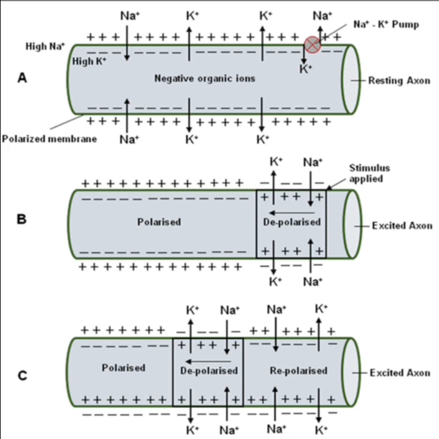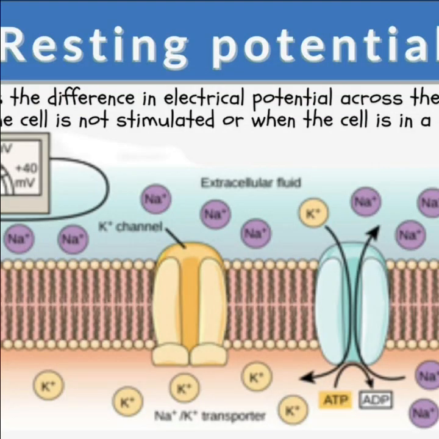When a neuron is stimulated by a threshold stimulus, voltage-gated sodium channels open and sodium ions rush into the neuron, causing depolarization of the membrane. The depolarization spreads along the membrane and reaches the adjacent region, where it opens more voltage-gated sodium channels. This causes a chain reaction of depolarization that propagates the action potential along the axon.